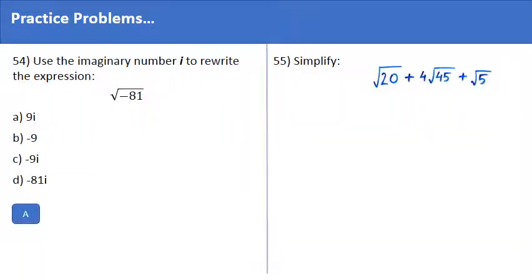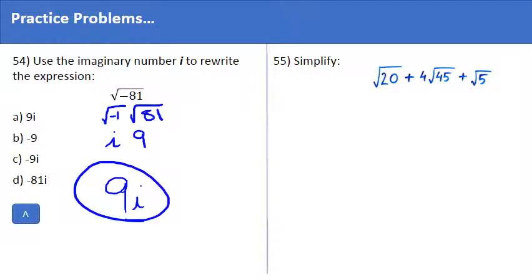All right, so let's look at this one. Use the imaginary number i to rewrite the expression. Now, remember when we have that negative underneath the square root, you have to bring that out. This is just like taking the square root of negative 1 times the square root of 81. The square root of negative 1 is i. The square root of 81 is 9. But when we write our imaginary number, we usually write the number first and then the letter. So that becomes 9i as our answer.